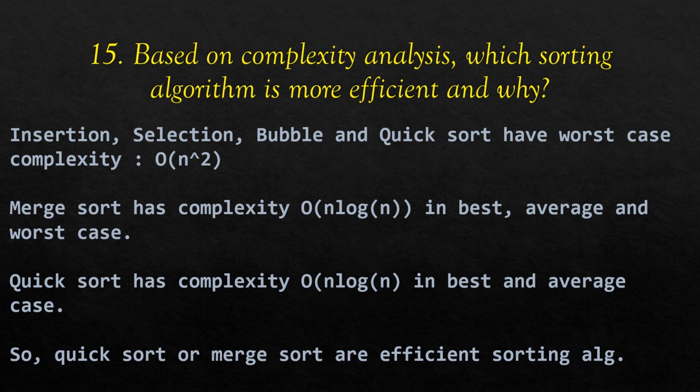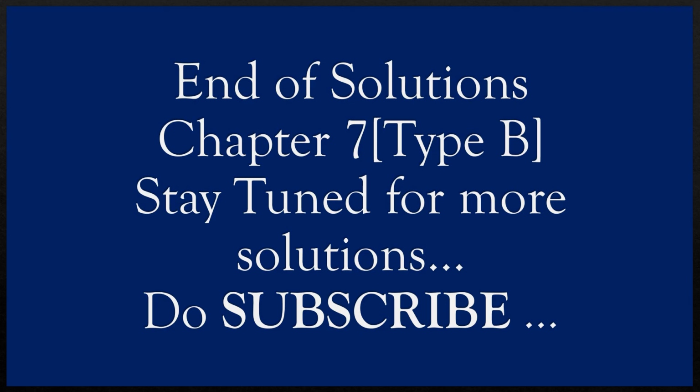So from this, we can decide what type of sorting algorithm has to be implemented for our program. Depending on the data set, you can choose your sorting algorithm, but overall you can say that quick sort or merge sort are more efficient sorting algorithms by looking at the complexities. Now here ends the solutions of chapter 7, that is idea of algorithmic efficiency. Here we have discussed all the type B questions of this chapter.